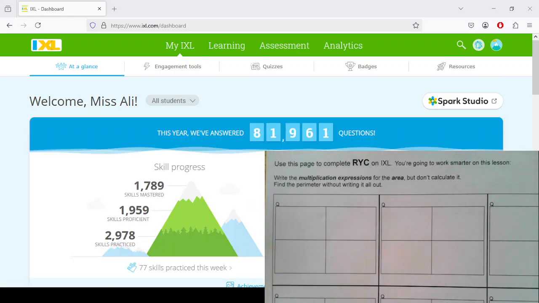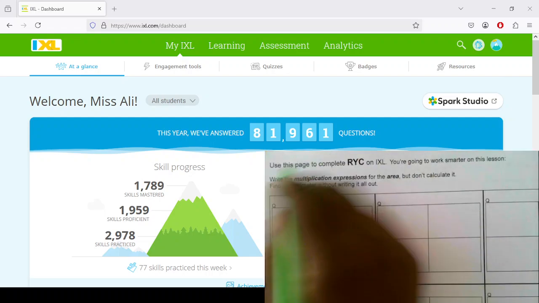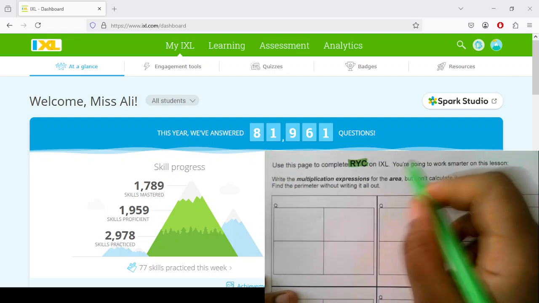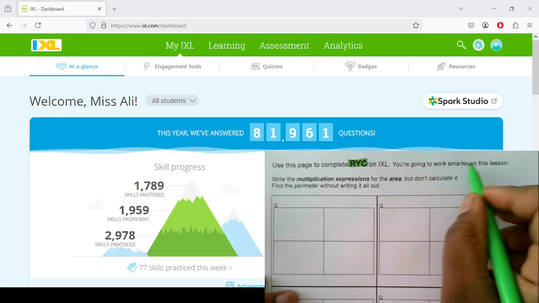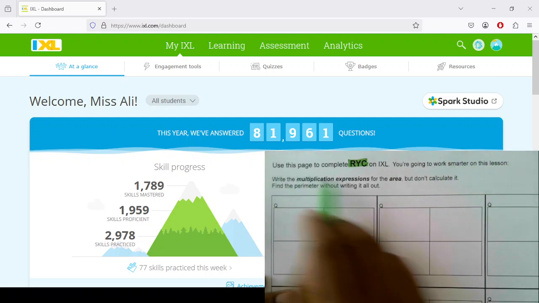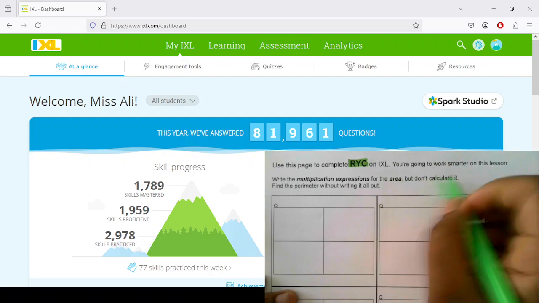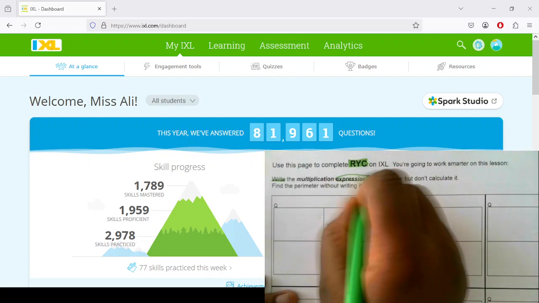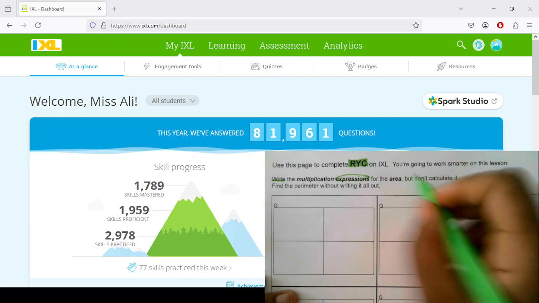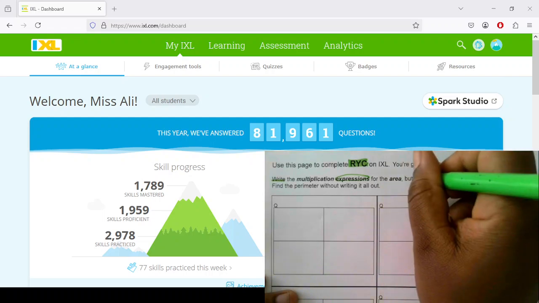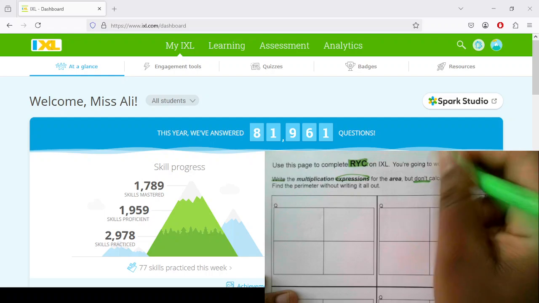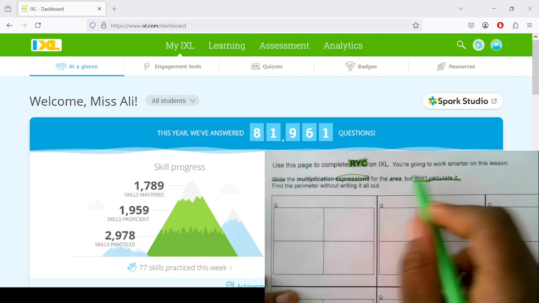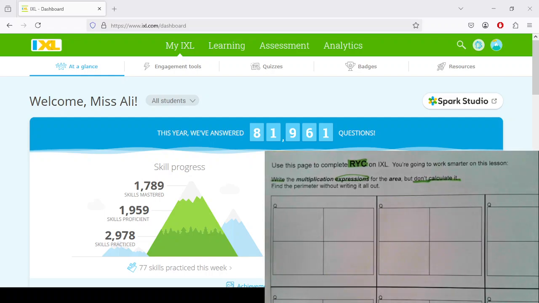So my instructions for this page on this assignment is to use this page to complete RYC on IXL. And I'm told you're going to work smarter on this lesson. Write the multiplication expressions for the area, but don't calculate it. So I'm writing an expression, not an equation, but don't calculate it. I'm told don't calculate it. So write expressions for the area, but don't calculate the area itself.